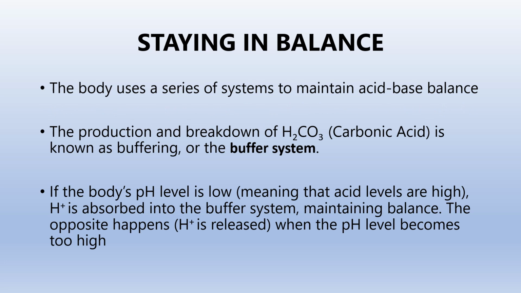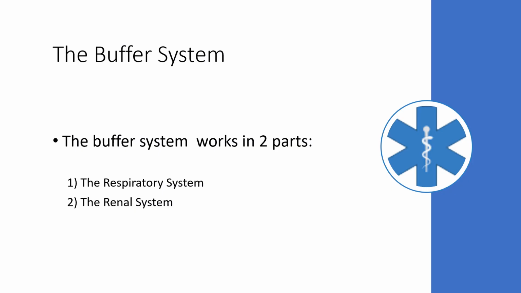All right, so this production and breakdown of carbonic acid, which I'm not going to get into a whole lot, this whole thing is just called your buffer system. So what this means is if your body's pH level is too low, which means your acidity levels are too high, your body is going to absorb hydrogen ions into the buffer system to restore the balance. And then it's the opposite. If your pH level becomes too high, it's going to release hydrogen ions to get you back into homeostasis again.